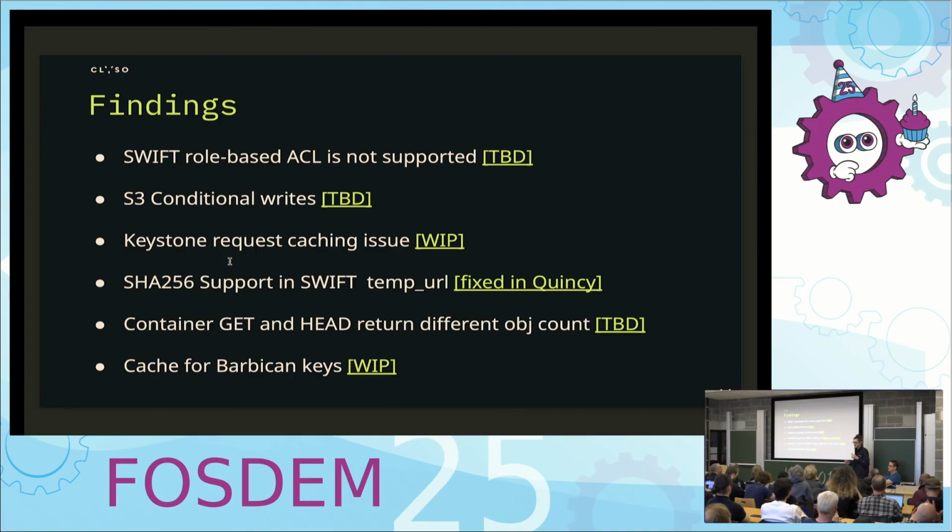Also, speaking about ACLs, in Swift you can have role-based ACLs. So for example, you configure some custom role in the Keystone, and in the Swift API you can say, okay, this role has read access to the bucket. So unfortunately, this thing will not work with RGW right now. Also, S3 conditional writes, it's quite a new feature introduced by AWS. It allows you to write on conditions, so if an object already exists or not. So it's also not supported right now by RGW, but I think it will soon be done.